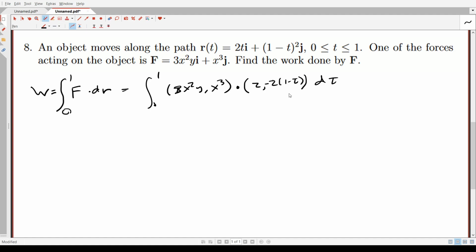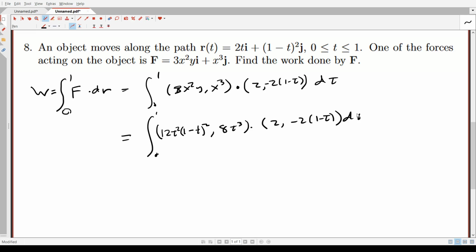Okay, so like I said, I need to put this in terms of t and do that dot product. So I integrate from 0 to 1. And here, x squared is going to be 4t squared. So I have 12t squared times 1 minus t squared. Okay, so that's my first component. Second component is x cubed, so that's just going to be 8t cubed dot 2 minus 2, 1 minus t dt.